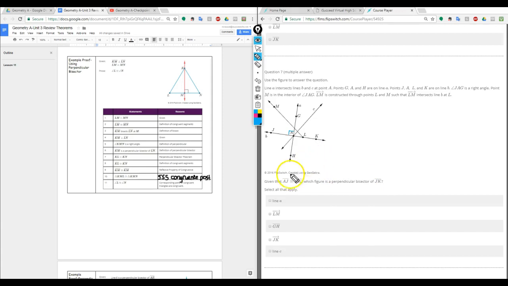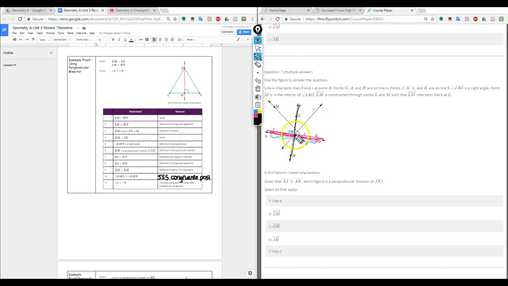Okay, AJ, where is that? Right here. AJ congruent to AK, right here. And we're talking about between JK. So we're talking about this line right here, JK. So which line cuts JK in half and creates a 90-degree angle? And that would be line A, right here.